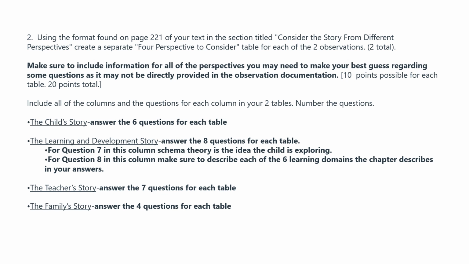And so for the child's story, the first one, there are 6 questions. And you're going to answer those 6 questions for Wrestling the Wind and for Anthony and the Paintbrush. The second perspective is the learning and development story. And there are 8 questions in that one, and you want to answer all 8 for each table.